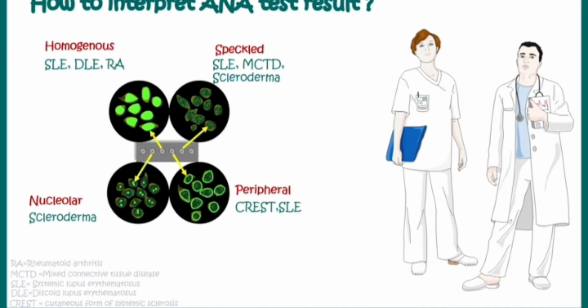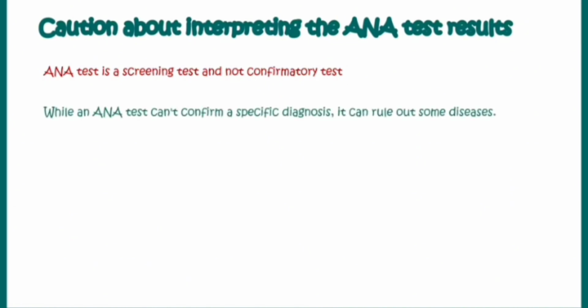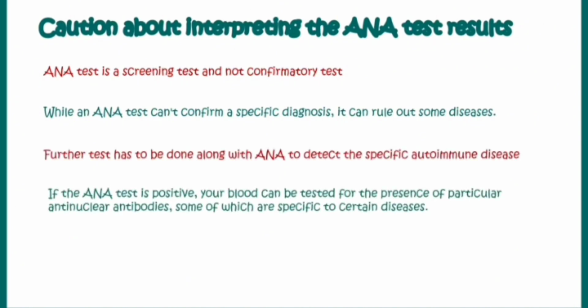All these patterns help us get some lead or some idea of what further tests should be done to get a confirmatory result. So what we understood from this discussion is that ANA is basically a screening test. It's not a confirmatory test for any disease. It only tells us that you might have an autoimmune disease or might not. We also saw that an ANA positive test doesn't mean that you have an autoimmune disorder. While the ANA test can't confirm specific antibodies, it can rule out some other diseases that you are not affected by. So it's a good screening method. Further tests always need to be done along with ANA to predict one particular type of disease.